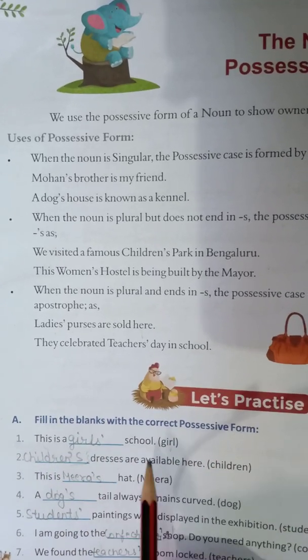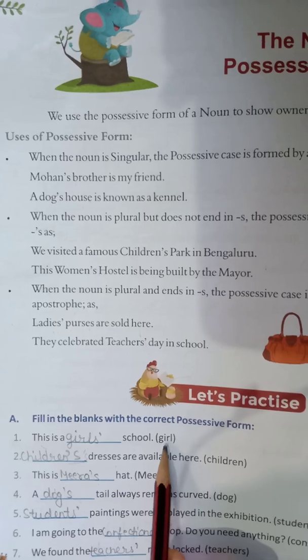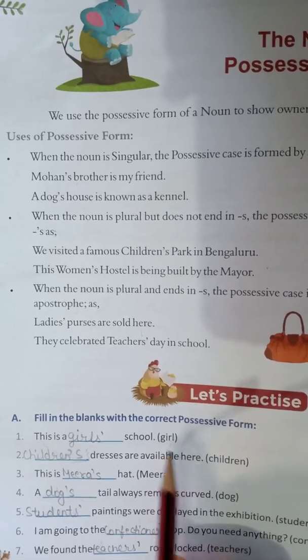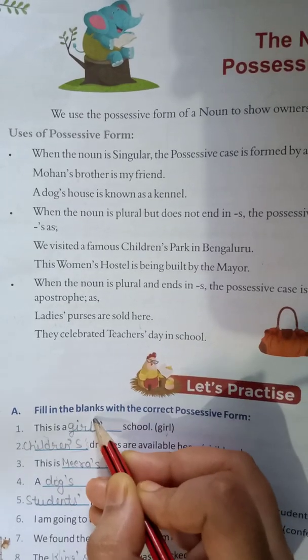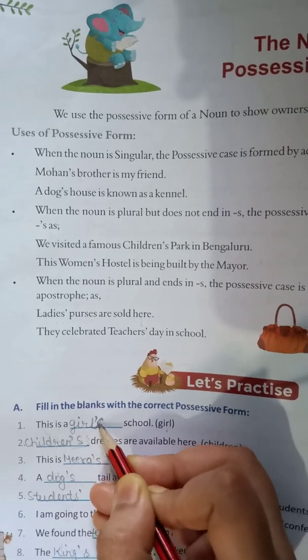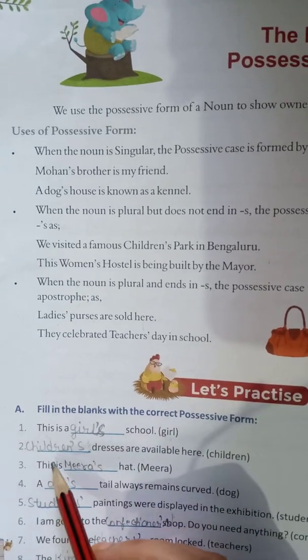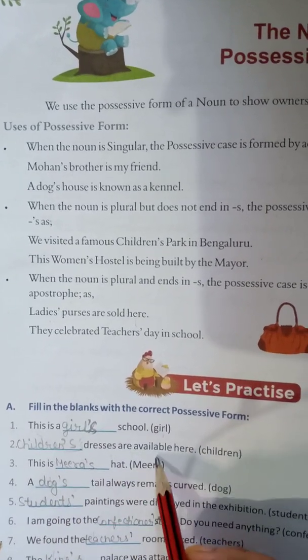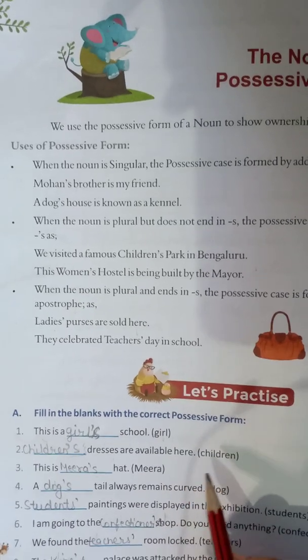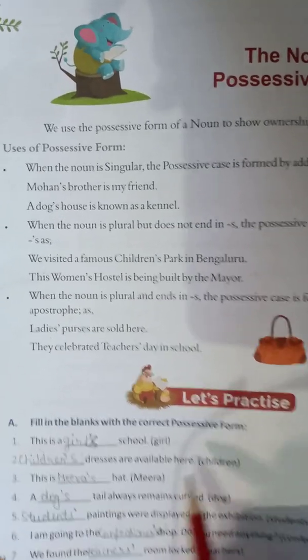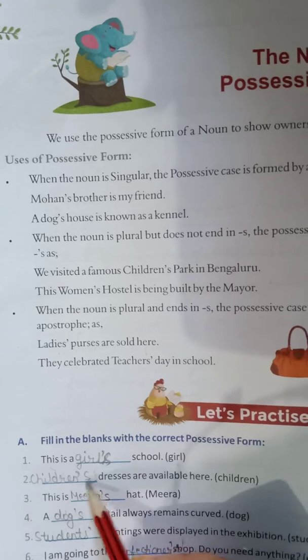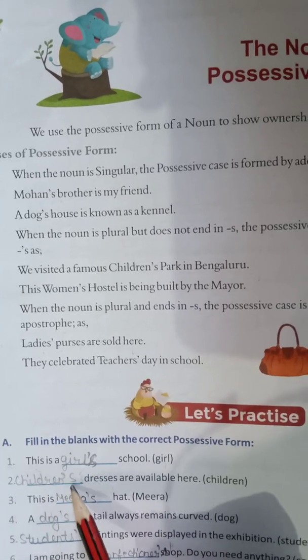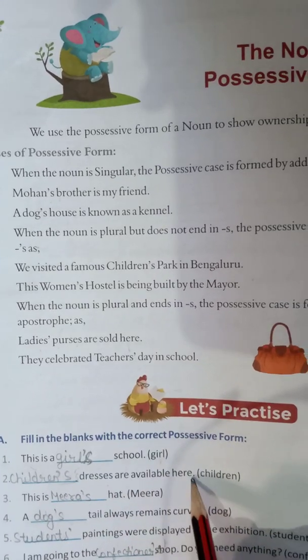This is a dash hostel. Here a word given girl. So we write as girls' school. Dash children are available here. Word given children, we use apostrophe s to make it possessive. So children's dresses are available here.